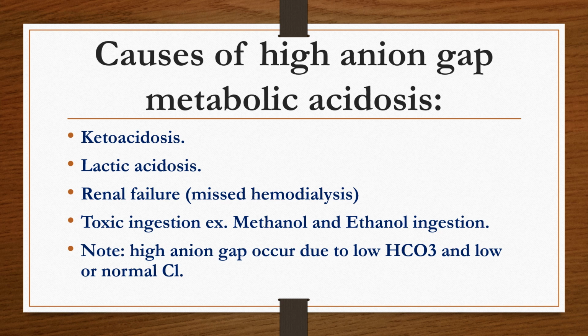High anion gap occurs due to the low bicarbonate, which is below 24, and the low or normal chloride. Because, as you know, anion gap is sodium minus the chloride and bicarbonate together. So if we have a low bicarbonate but normal or low chloride, that means there is a wide gap between sodium and bicarbonate and chloride, so the anion gap will be high.